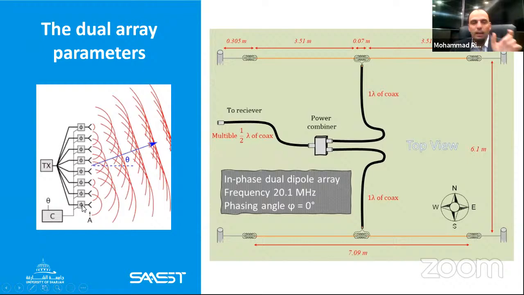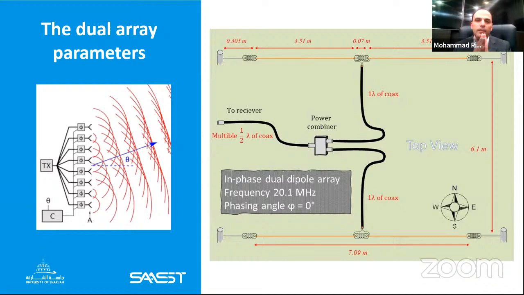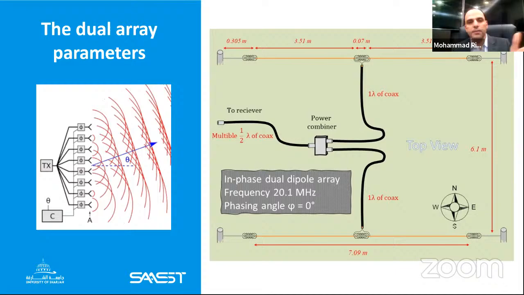By changing this angle, or making this delay between every two elements, you can change the beam's angle. So this is called the phasing.